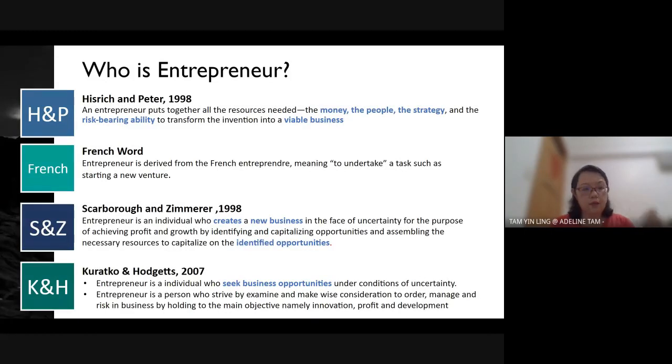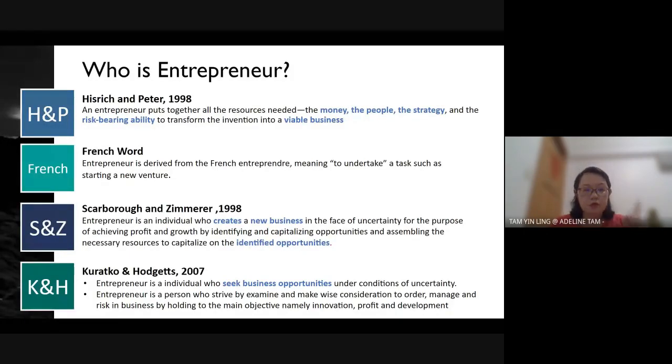If you look at the term by French words, the French word "entrepreneur" is a very, very old term. It means to undertake, that means to start a new business, a new enterprise. But that is a very, very old definition. Now, the definition of entrepreneur is no longer just to start a new business. Because if entrepreneur is just to start a new business, then we don't need this term. We just need a word, businessman, right?